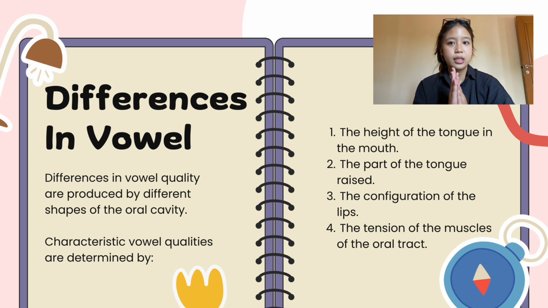So next, differences in vowels. Differences in vowel quality are produced by different shapes of the oral cavity. Characteristic vowel qualities are determined by the first one, the height of the tongue in the mouth. The second one is the part of the tongue raised. The third one is the configuration of the lips. And the last one is the tension of the muscles of the oral tract.